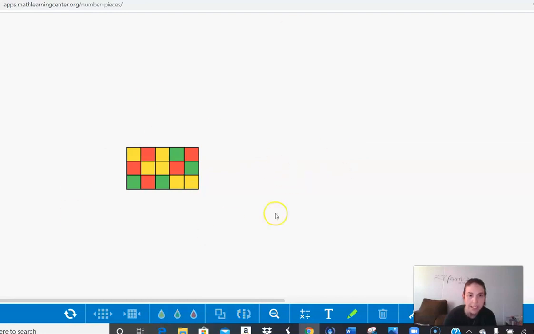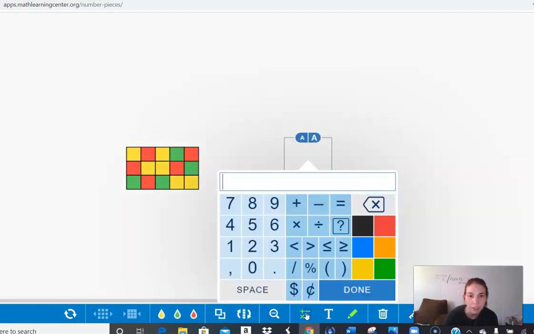Okay? So that's what our array would look like. Now, we're going to use our rows to do our addition sentence. So how many was in row number 1? 1, 2, 3, 4, 5.